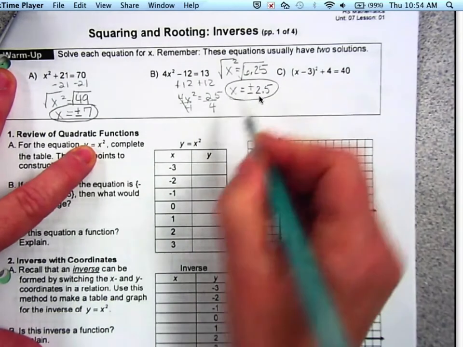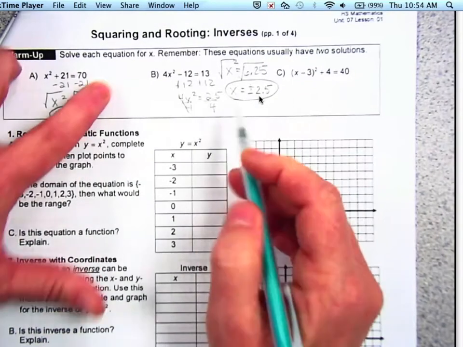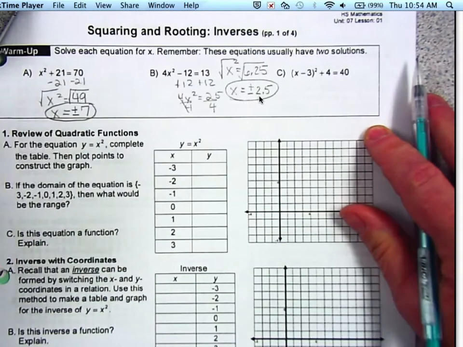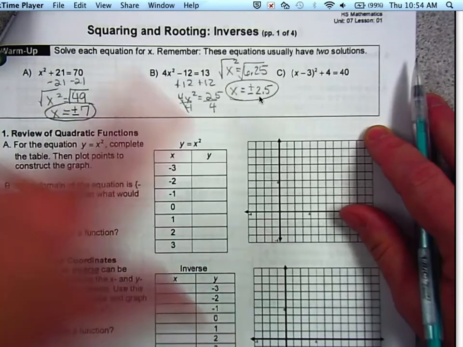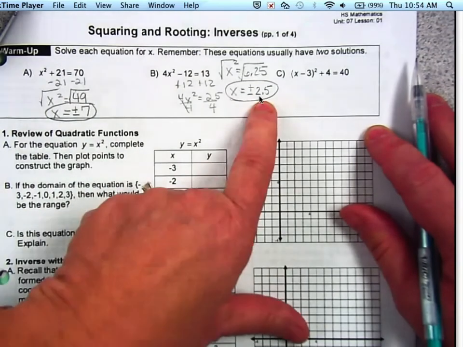Okay, if you had left it as a fraction, what's the square root of 25? Okay, 5, and the square root of 4 is 2, and you would have 5 over 2, and that's the same thing as 2.5.